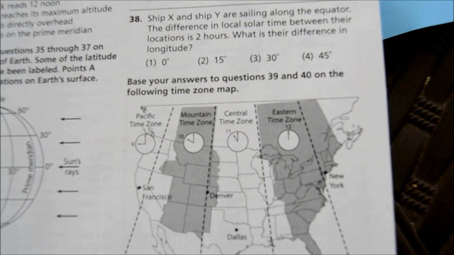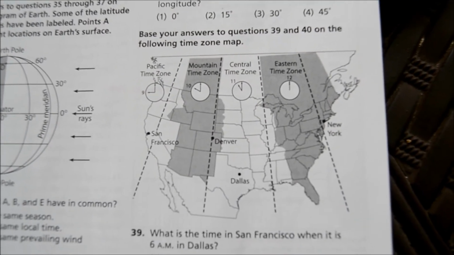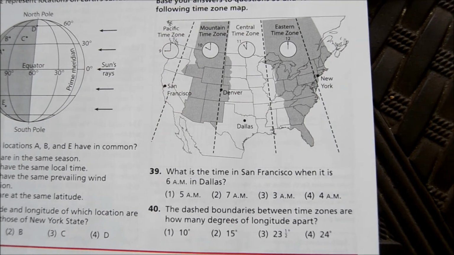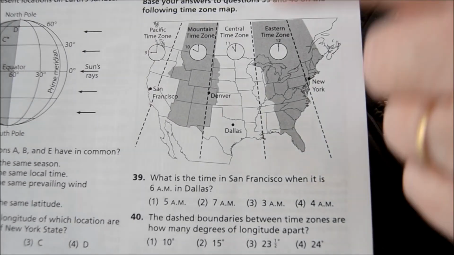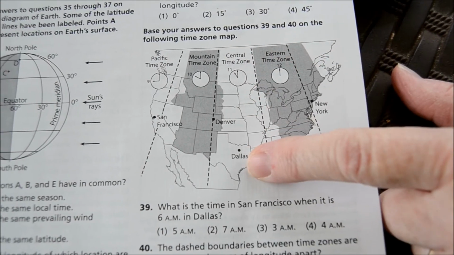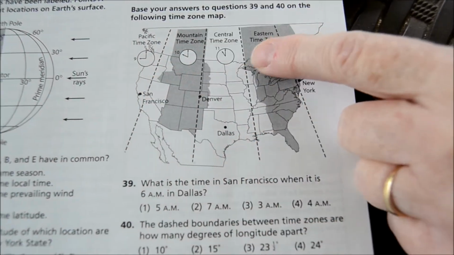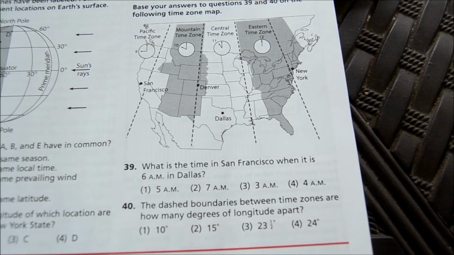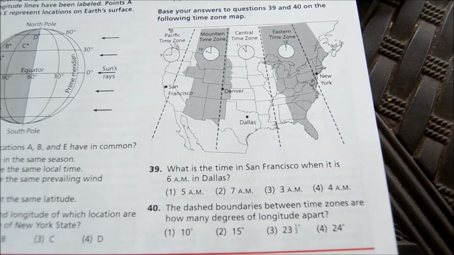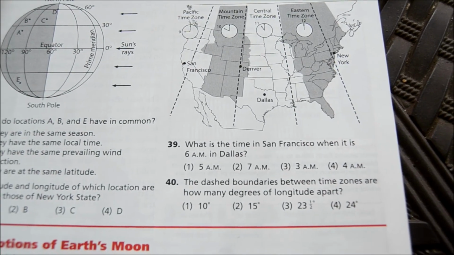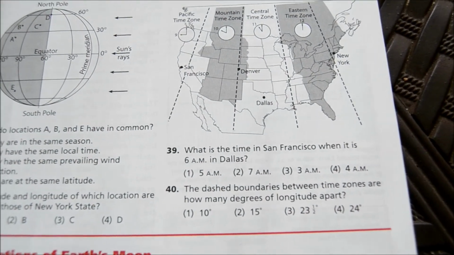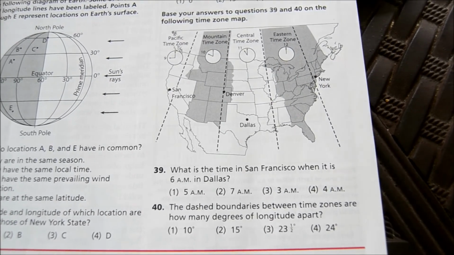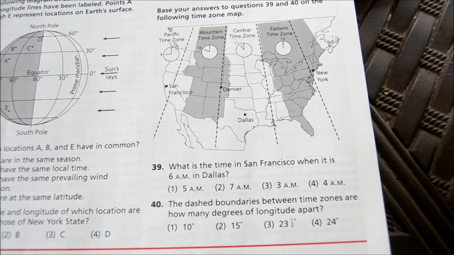Base your answers to questions 39 and 40 on the following time zone map. What is the time in San Francisco when it is 6 a.m. in Dallas? If you look at the clocks up here, here is Dallas, here is San Francisco. San Francisco is 2 hours behind Dallas. So doing the math, 6 minus 2 gives me 4 a.m. The dashed boundaries between the time zones are how many degrees of longitude apart? We just read it in your diagram, figure 411. That's 15 degrees.